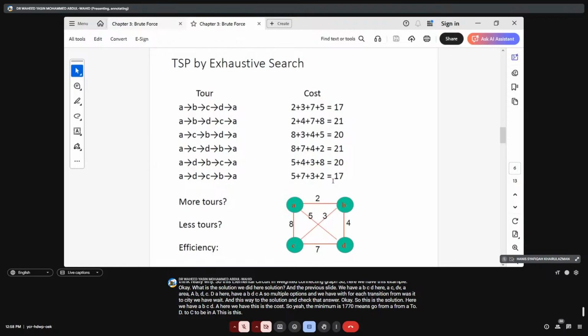This is the solution, or go A, B, C, D, A. So this gives me 1770.